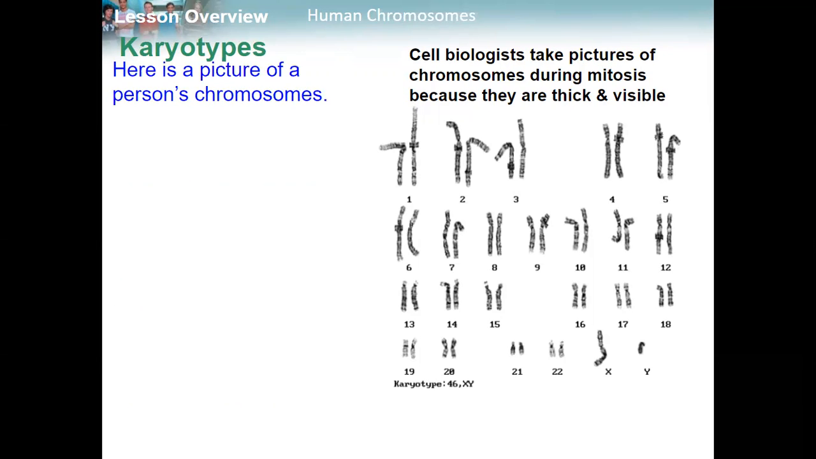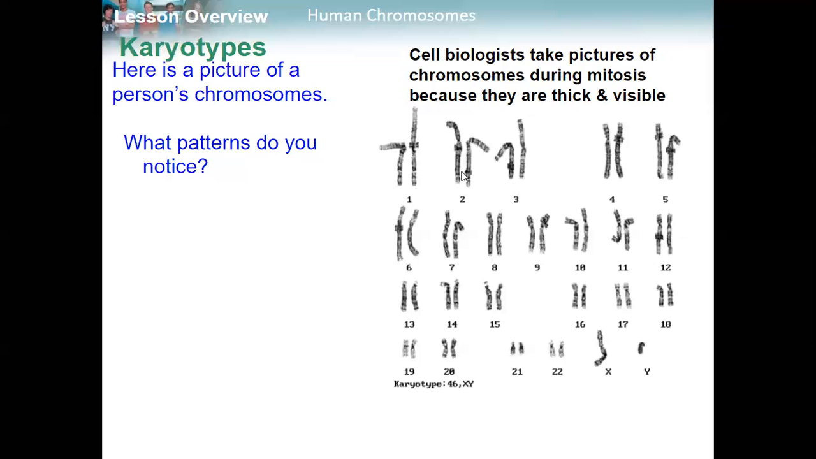So here are the person's chromosomes. Now, what patterns do you notice here? Well, if you take a look, each of these chromosomes, they're paired up. Because remember, you get half of your chromosomes from your mom, half from your dad. So this pair right here, one of these chromosomes came from mom, the other one came from dad. The same for the second chromosome, one came from mom, the other came from dad.